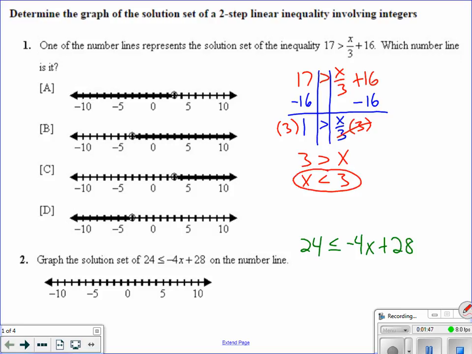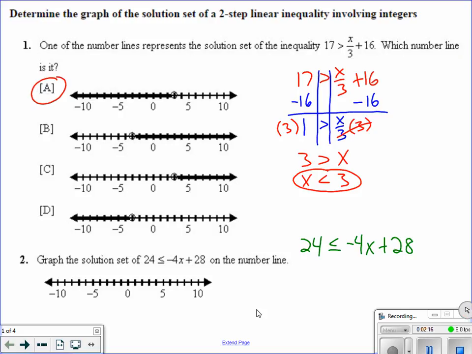So here's our solution. x less than 3, the less than means it's an open dot. We have an open point. And your inequality symbol and your arrow on your graph will always point in the same direction as long as the x is on the left side of your inequality. So this turns out to be graph A. We've got an open dot on 3, and our arrow on our graph is pointing to the left.